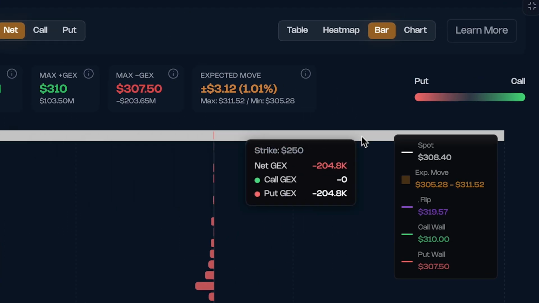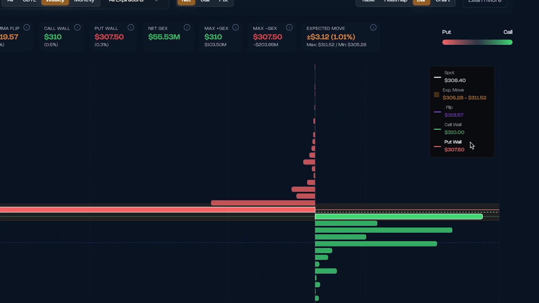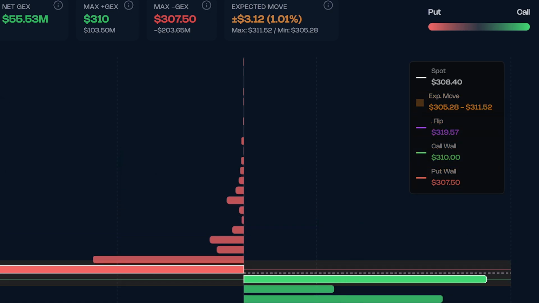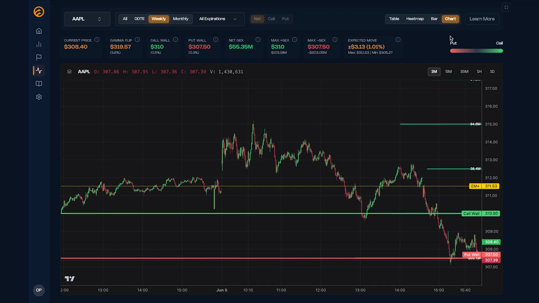Next, we have the bar chart. This is one of the fastest ways to identify key levels. Green bars represent call gamma. Red bars represent put gamma. The larger the bar, the larger the exposure at that strike. Notice how we can instantly identify call wall, put wall, gamma flip, and expected move range. These levels are automatically calculated and displayed directly on the chart. The bar view removes noise and highlights exactly where exposure is concentrated. Instead of digging through tables, you can identify important levels within seconds.